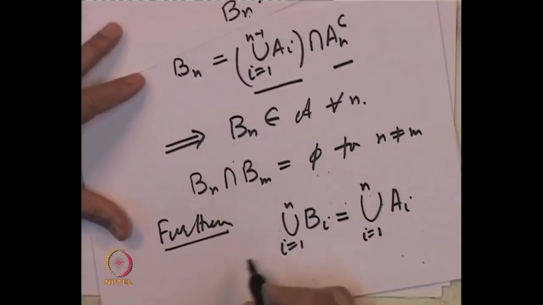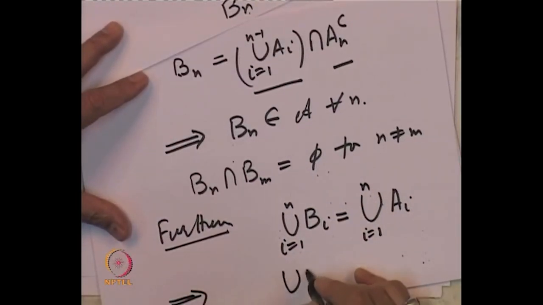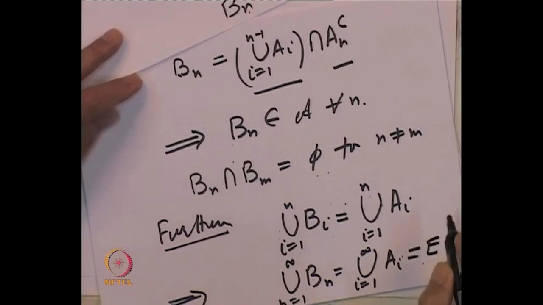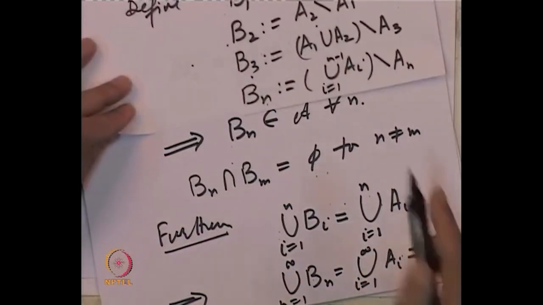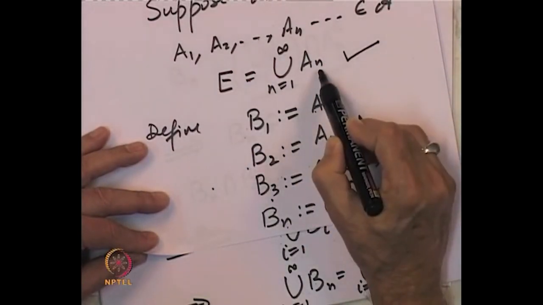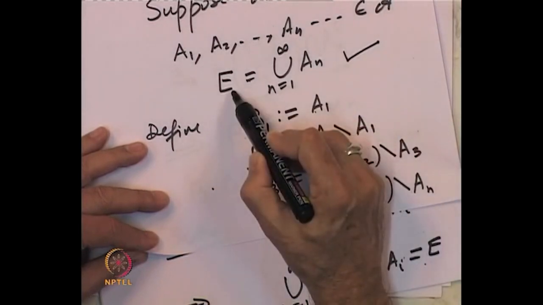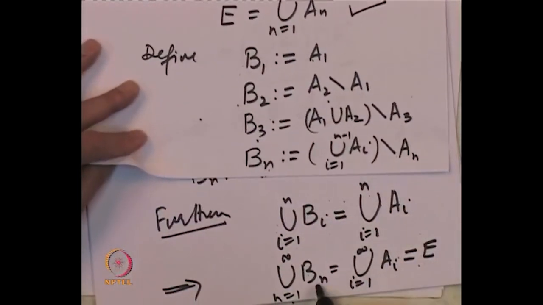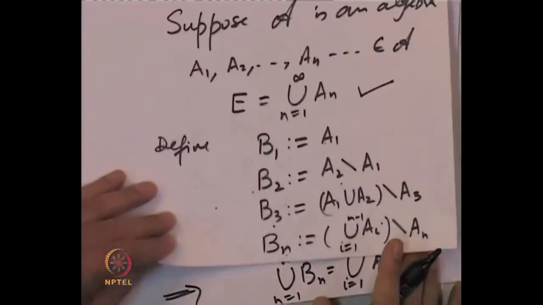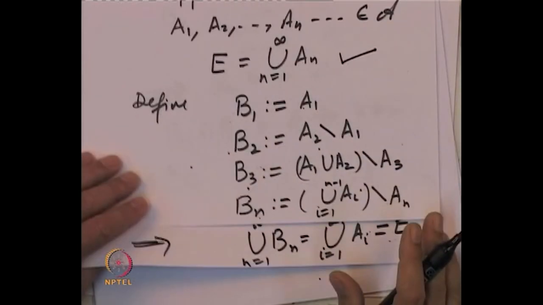So, as a consequence, this implies that the union of Bn, n equal to 1 to infinity, is same as the union i equal to 1 to infinity of Ai, which was our set E. So, what we have shown? We have shown that if we start with any countable union of elements in the algebra, E need not be in the algebra, but E can be represented as a disjoint union of sets Bn, and each Bn is in the algebra. So, we have proved a theorem which is going to be quite useful, and that is the advantage of being inside an algebra.